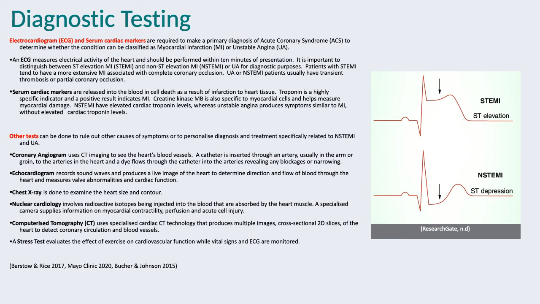Diagnostic testing. Electrocardiogram, or ECG, and serum cardiac markers are required to make a primary diagnosis of acute coronary syndrome to determine whether the condition can be classified as myocardial infarction or unstable angina. An ECG measures electrical activity of the heart and should be performed within 10 minutes of presentation.